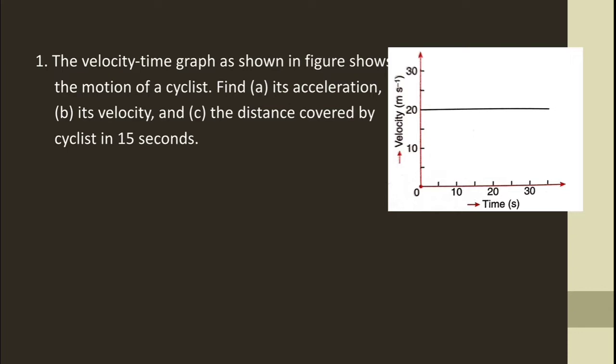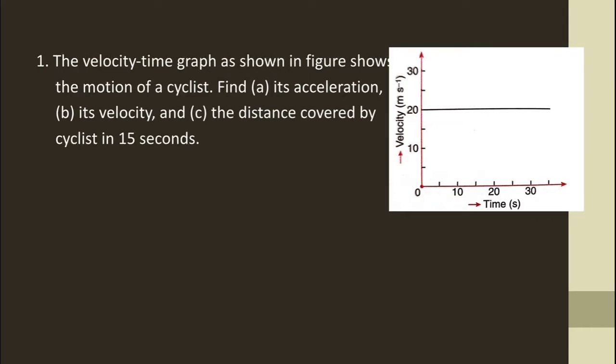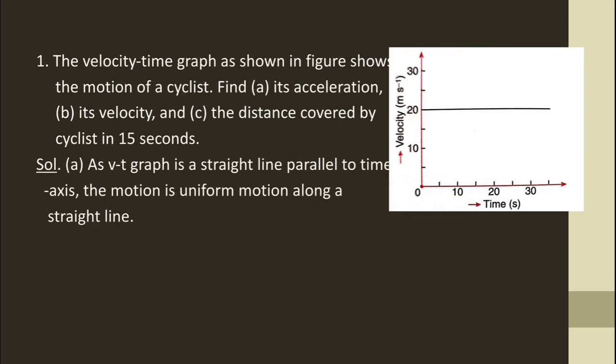Hence, we can say the acceleration of the cyclist is 0 because it is traveling with the same velocity along a particular direction. So we can write: as the velocity-time graph is a straight line parallel to the time axis, the motion is uniform motion along a straight line. Uniform motion means the object is traveling with constant velocity. Okay, so the acceleration of the cyclist is 0.